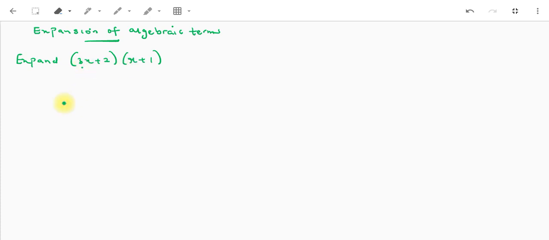So this times this, we're going to have 3x times x, which will give us 3x squared, and then 3x times 1 is going to give you plus 3x. Then we take over with this one. 2 times x will give you plus 2x, and then 2 times 1 will give you plus 2. Notice how I'm multiplying it.